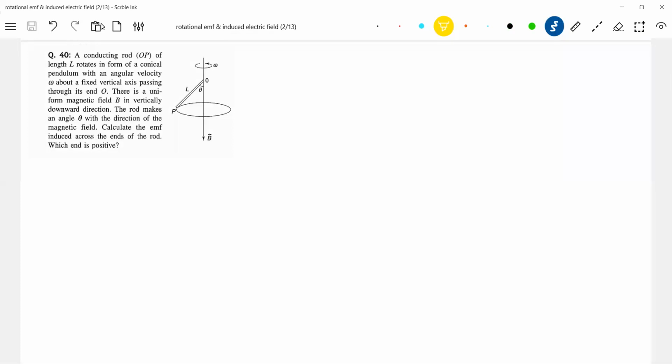Read this question. Look at the axis and look at the orientation of the rod.